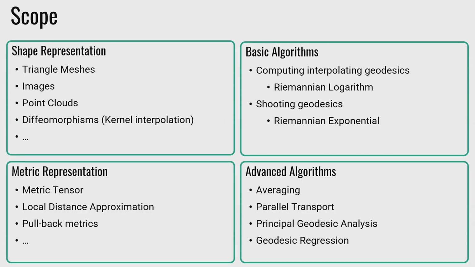And then if you actually want to be a shape space framework, I would say you need to have at least two things. You need an implementation of the Riemannian logarithm, so you need to be able to compute interpolating geodesics, and you need to have a Riemannian exponential, so you need to be able to shoot geodesics. And then once you have these, it would be nice if you have additional algorithms like averaging, parallel transport, the PGA, and geodesic regression. But I think the first three things are really the things you should have if you want to call yourself a shape space framework. And here are some examples, going by from dead to alive, more or less.